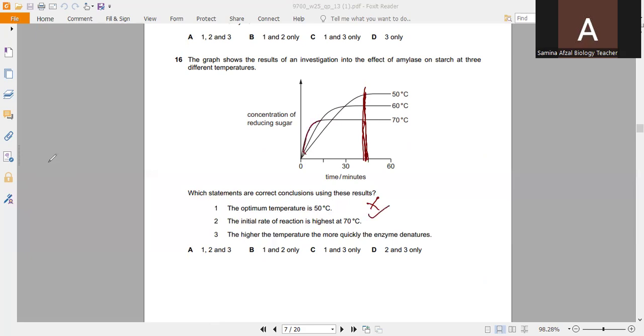The higher the temperature, the more quickly the enzyme denatures. This is 100% correct. When there is high temperature, the optimum temperature will be reached soon, so the enzymes will become denatured after passing their optimum temperature. So in this way, statements 2 and 3 are correct, and according to this, D is the correct option.